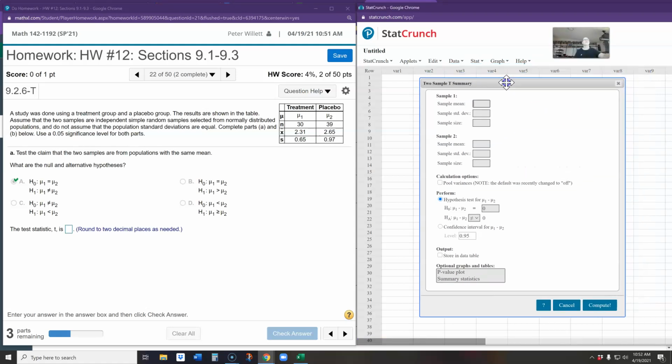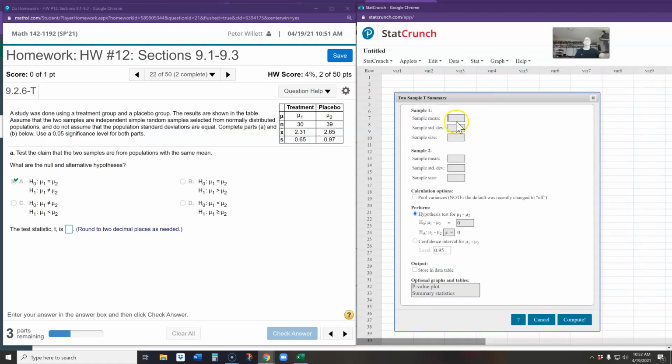So then they want the summary statistic information. So for treatment 1, the sample mean was 2.31. The sample standard deviation was 0.65. And the sample size was 30. Then for sample 2, the mean was 2.65. Those are not equal. Standard deviation of 0.97 and a sample size of 39.